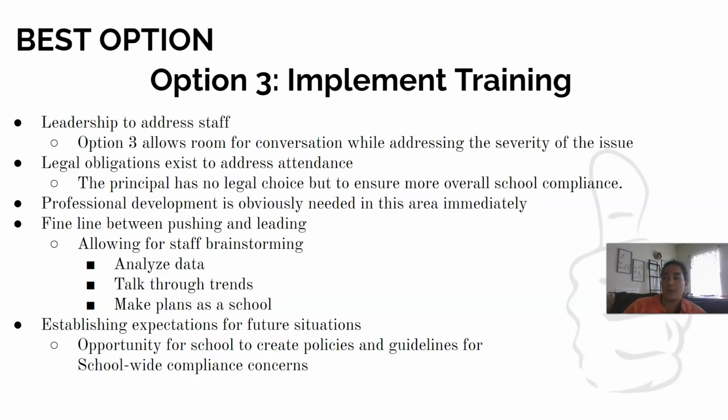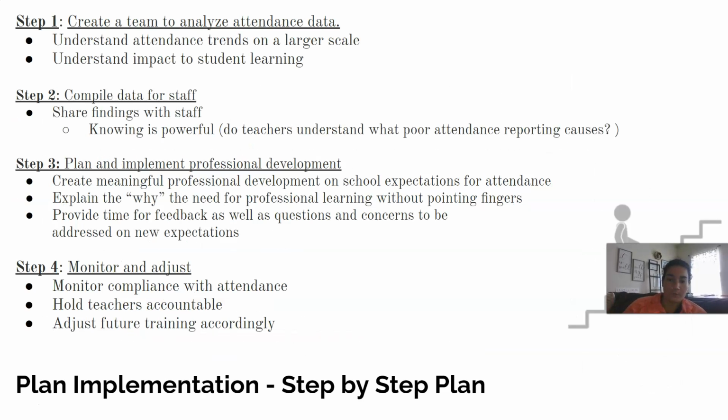So yes, the principal could stand up and push out, these are the policies, these are the guidelines, do them or else. But there's a leadership quality that will allow him to bring the staff in, analyze the data, talk about what's happening, and make a plan as a school. And I think that shows that leadership over that authority. And then it establishes some expectations for the future. Again, what are we going to do when legal or policy issues come into play? How are we going to address this as a team, as a school?